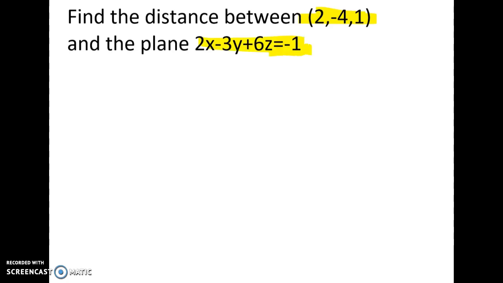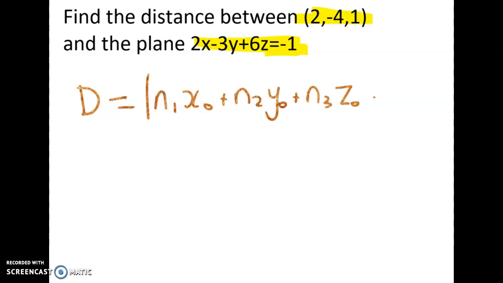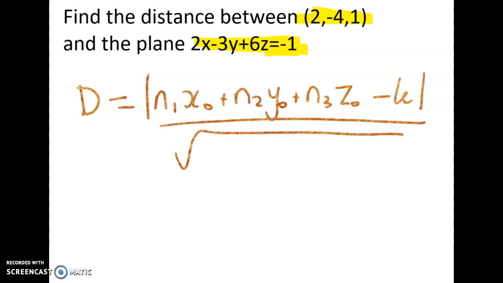The fastest way to do this is to remember the lovely formula for the distance between a point and a plane, and it goes like this. That distance d can be written as follows. And you'll see different versions of this formula. As usual, the main thing is that you understand what it's about. And this is one that I don't think you get on the formula sheet, but it's very easy to remember.